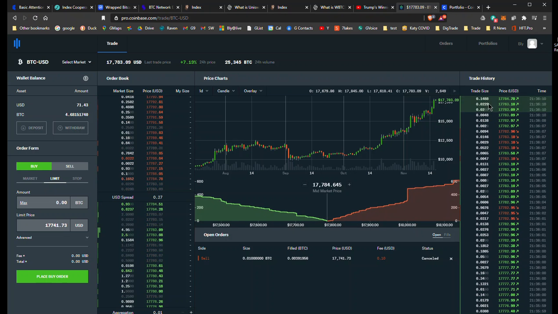When there's a lot of this, this is each trade right here. So the last trade 17,784. Yeah, now it's 85, so it's gone up $1 already. 86, 92.